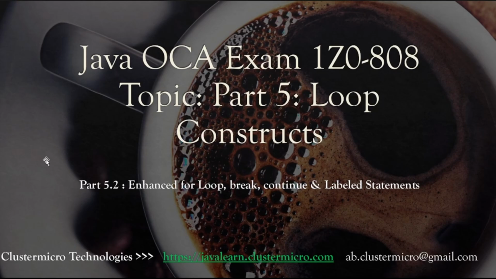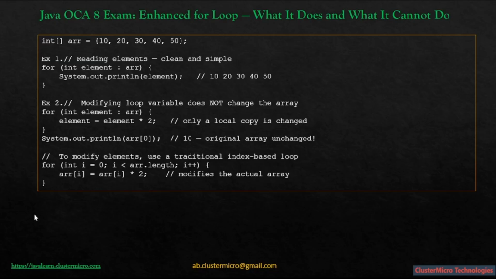The enhanced for loop, also known as the for-each loop, provides a simple and readable way to iterate over an array or collection when you only need to access the elements. If you see the screen, you have an int array 10, 20, 30, 40, 50, and how do you read those elements? You write for int element colon array, then System.out.println, okay? That will print 10, 20, 30, 40, 50. The syntax is very straightforward: for int element colon array name. During each iteration the variable element receives the next value from the array.